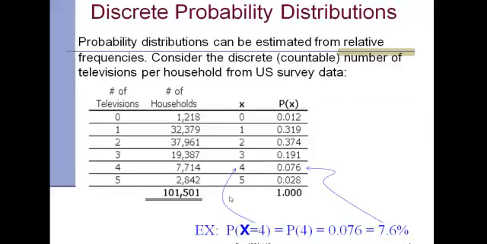So if you want to look at this data and see what does it tell you, first of all, we could say, well, what is the probability that a household has exactly 4 televisions? Well, that's the probability that x equals 4, meaning the number of televisions. And if we look at our table, then the probability that x is equal to 4 is 0.076, or there's a 7.6% chance that a household in the United States has 4 televisions.